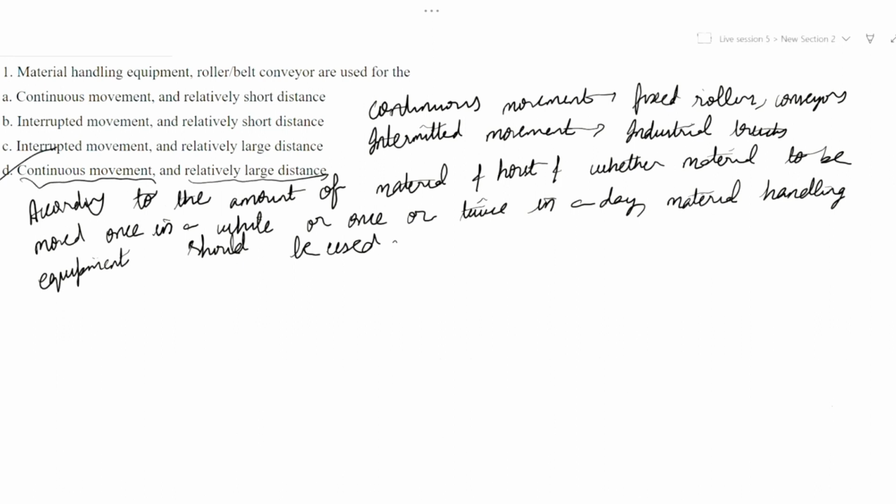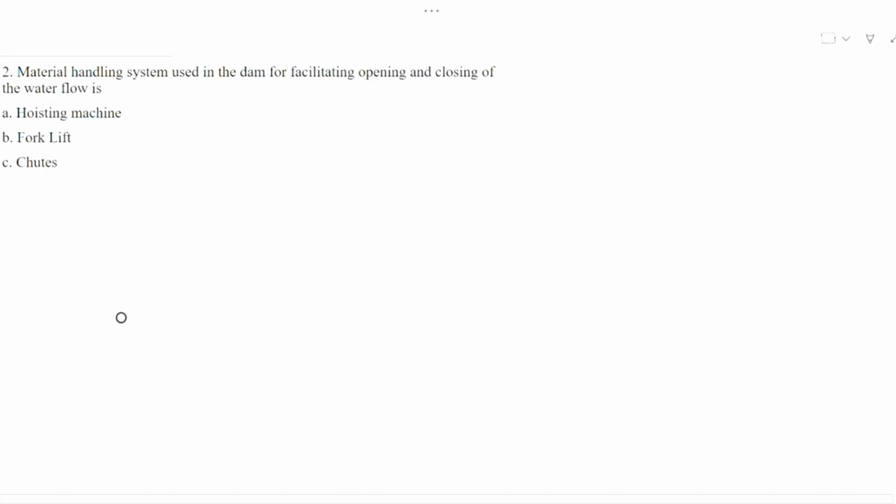Okay, so the next question: the material handling system used in a dam for facilitating opening and closing of the water flow is C, hoisting machine. It is for release or control of water. So this is the correct option.